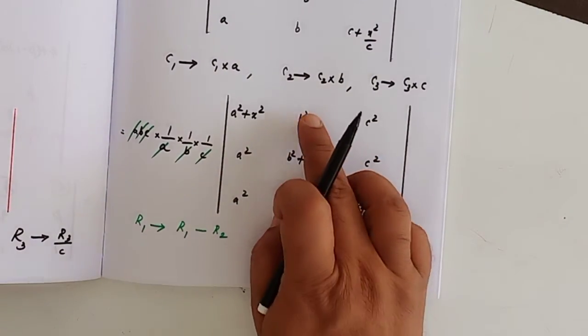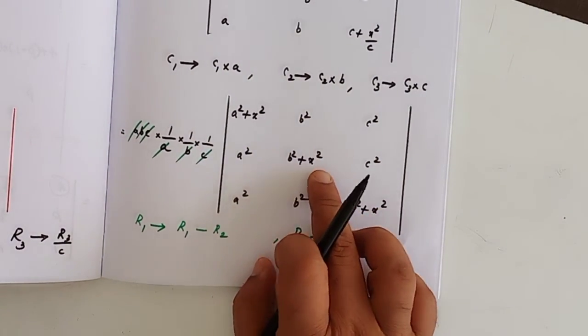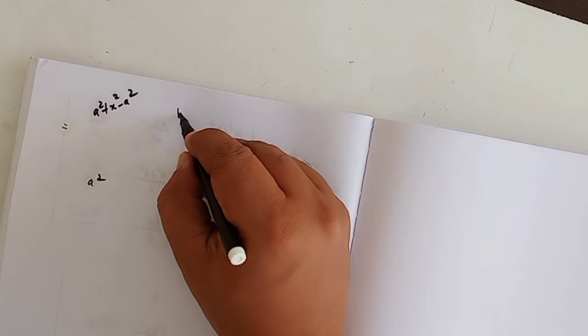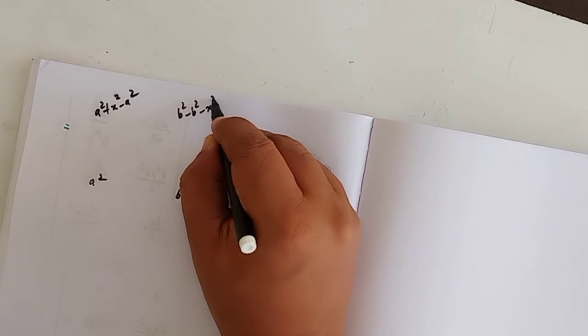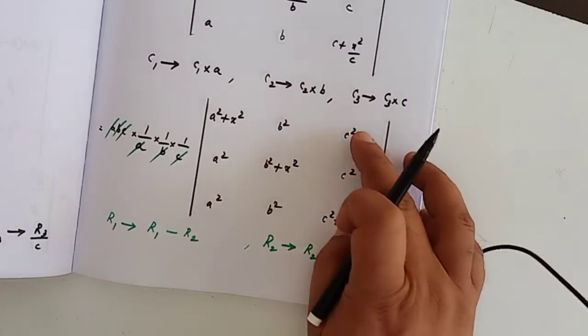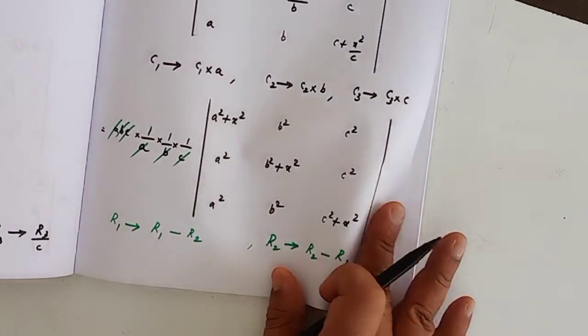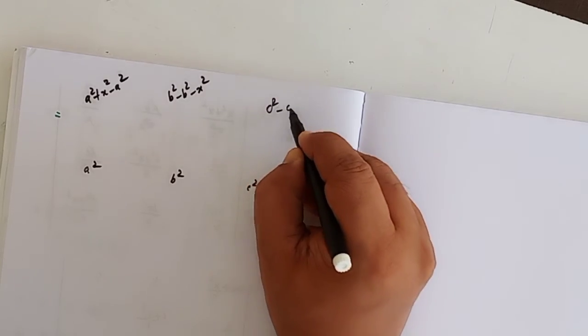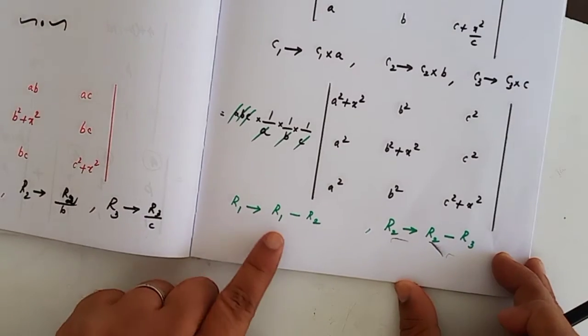Here subtract b squared. If you subtract, you have to change the sign for both, because it is minus b squared minus x squared. So b squared minus b squared minus x squared. Next, you have to subtract these two, c squared minus c squared. The first transformation is over.